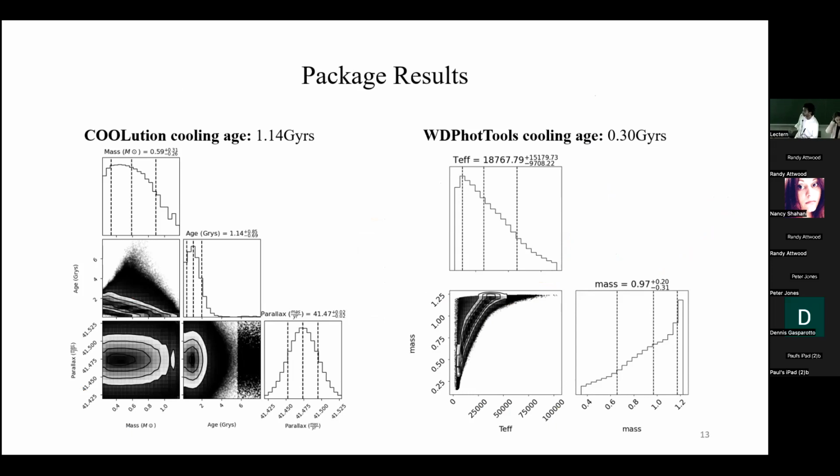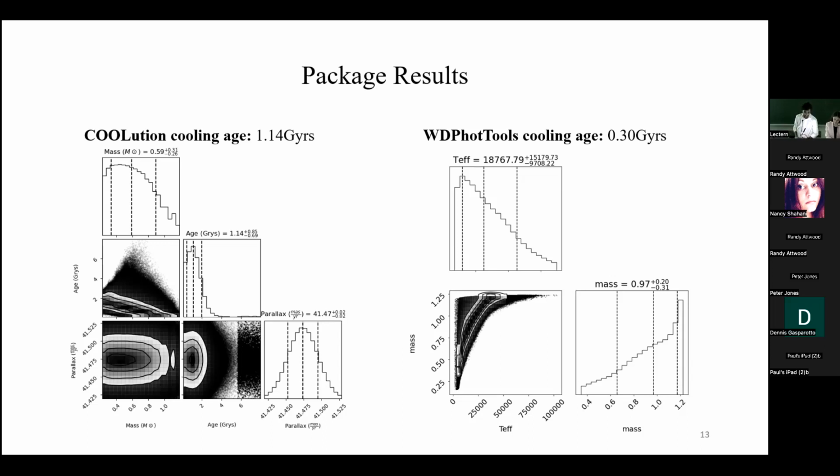And for mass, we were able to get, I don't know if it's actually readable, but 0.59 solar masses with an age of 1.14 gigayears and a parallax of 41.47, which we got from literature, which was thankfully good and stayed the same.